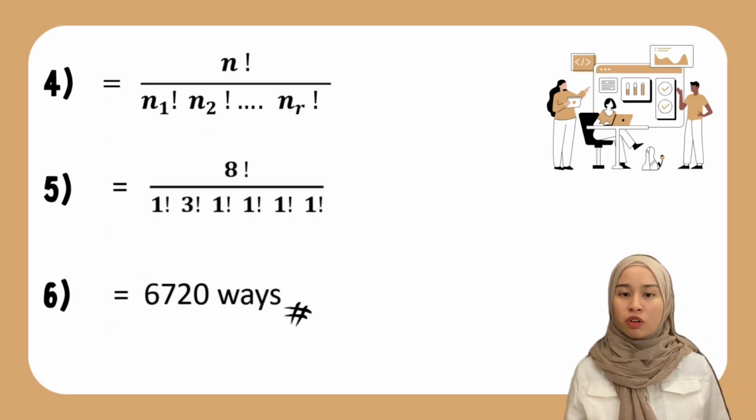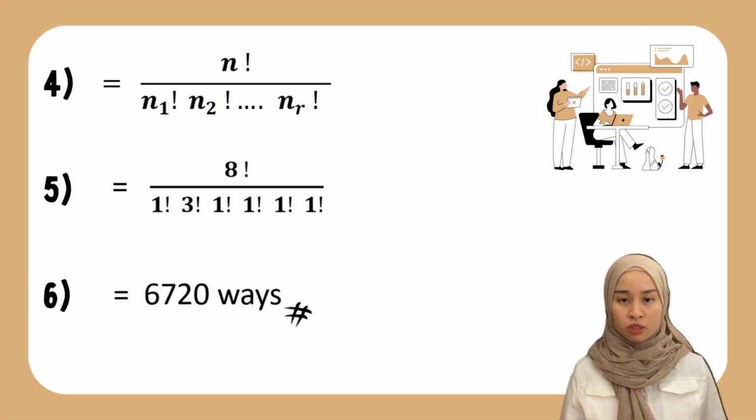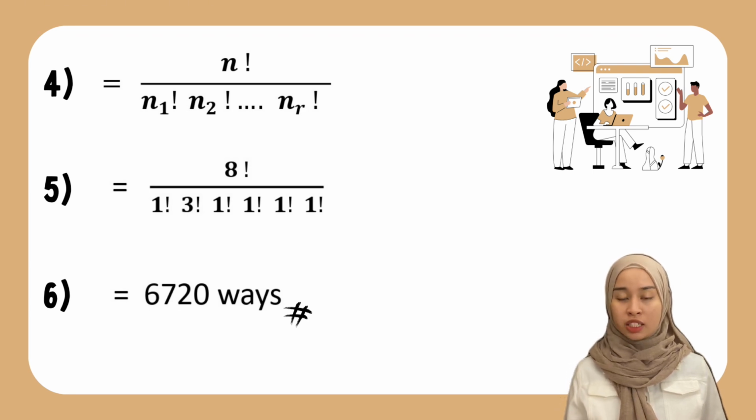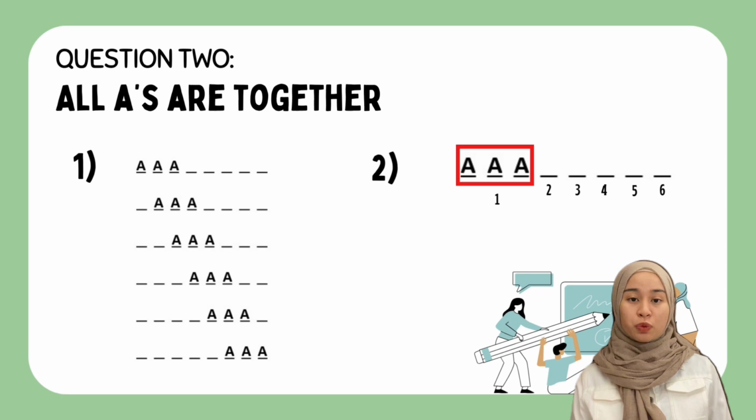Since question 1 Roman asks us to find the number of ways to arrange the letters in the word with no restriction, we basically just replace the unknown values with the values we got earlier, and it will become like this. And then use the calculator to calculate this, and the answer you will get is 6,720. So for question 1 Roman, the answer is 6,720 ways. Now let's move on to the next question, which is this one.